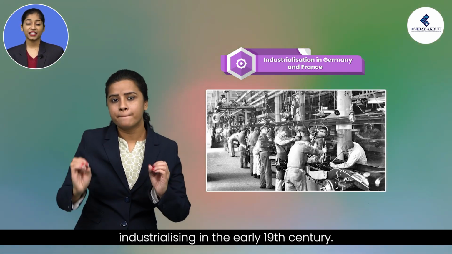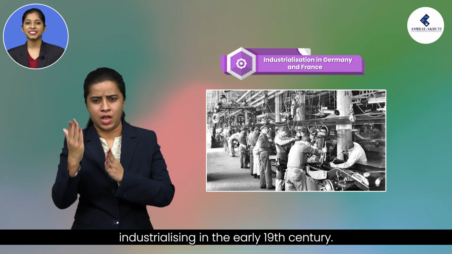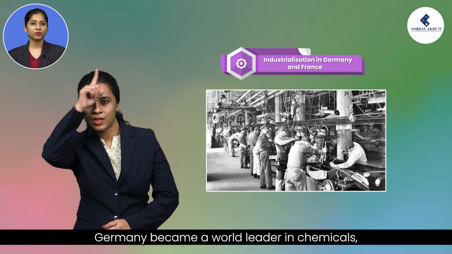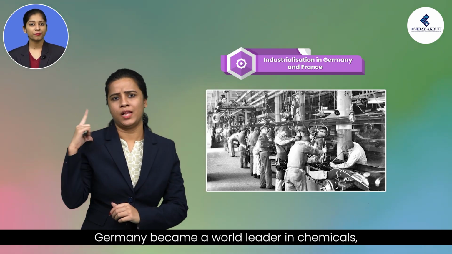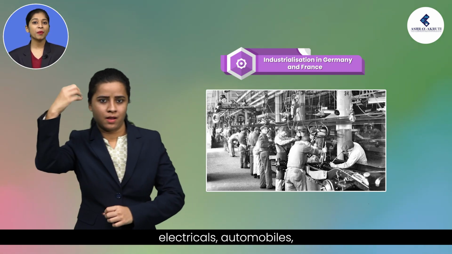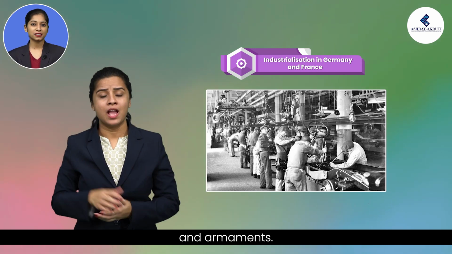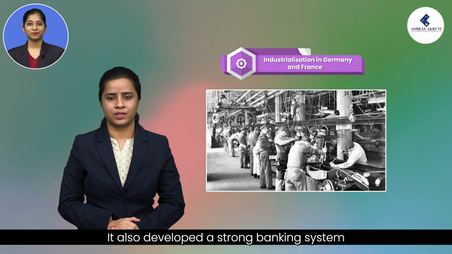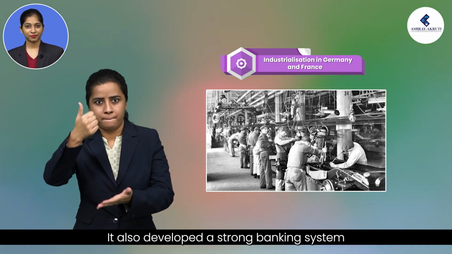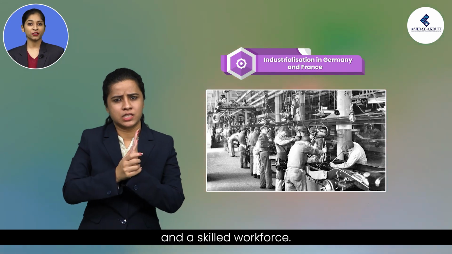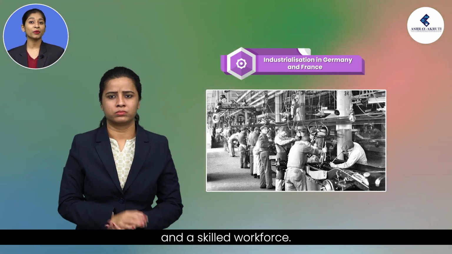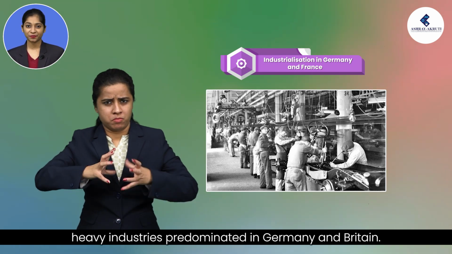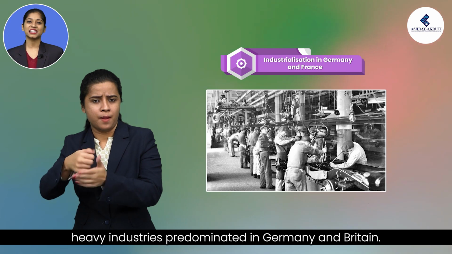Germany began industrializing in the early 19th century. Germany became a world leader in chemicals, electricals, automobiles, and armaments. It also developed a strong banking system and a skilled workforce. In contrast, heavy industries predominated in Germany and Britain.